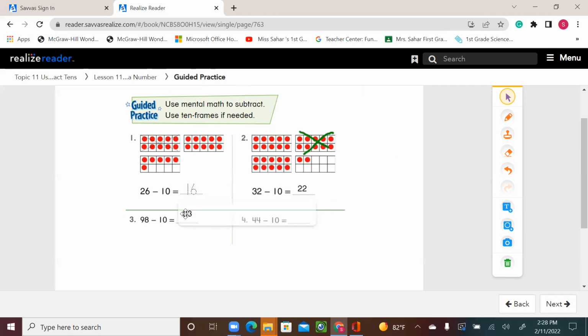Let's put it down. Number 4, 44 minus 10. I have 4 in the tens and I have 1 in the tens digit. So 44 minus 10, 34. And the ones remain the same. So 34.